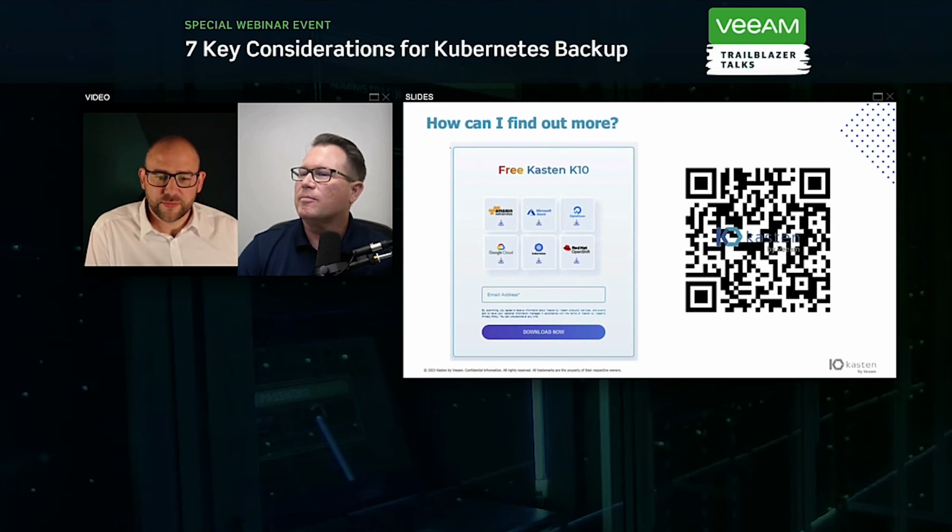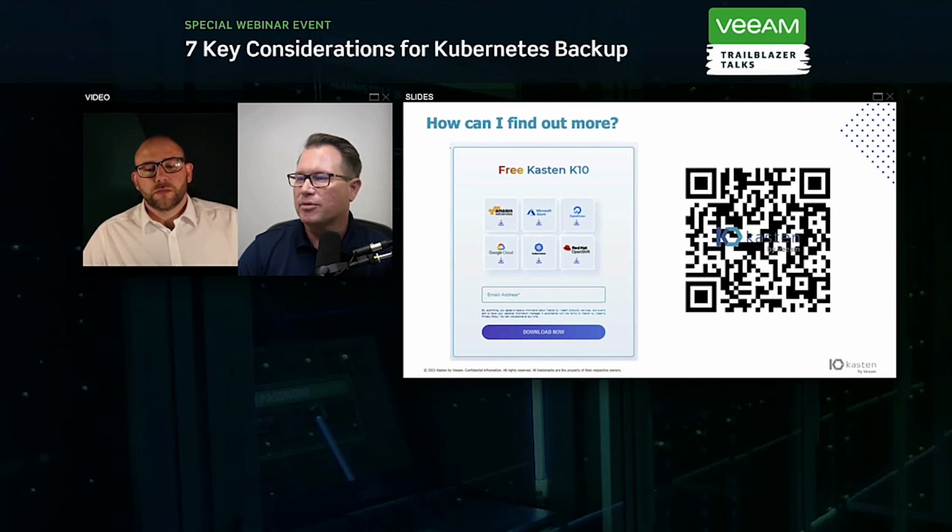Excellent. Let's see. When it comes to getting started here, what's the ramp up time for those who maybe have a Kubernetes environment, maybe they're backing it up with whatever their backup tool is now? What's the ramp up time to get started with Kasten K10?